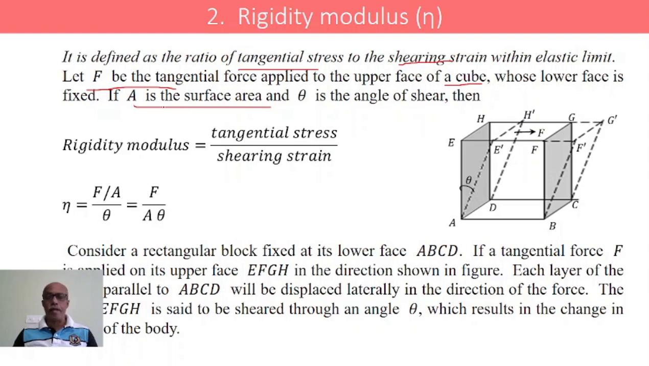If the surface area of the cube is A, since it is a cube, the surface area of each side is taken as equal to A, and if theta is the angle of shear, as you can see here, then the rigidity modulus is given by the definition: tangential stress by shearing strain, or eta is equal to tangential stress, F by A, whole divided by shearing strain, theta, or it is equal to F by A into theta.